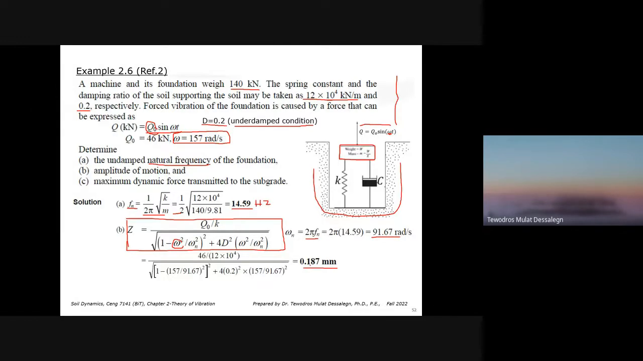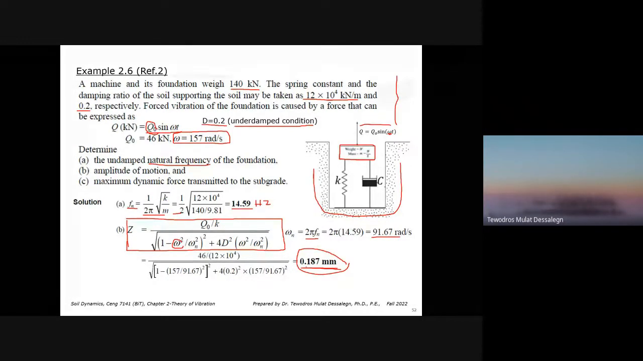It looks very small, but this is vibration. When you repeatedly have this amplitude of motion, it can cause damage. For a static problem, this is probably insignificant because you have a one-time settlement of 0.187, it's nothing. But for a continuously vibrating system, it can grow. It can cause damage.